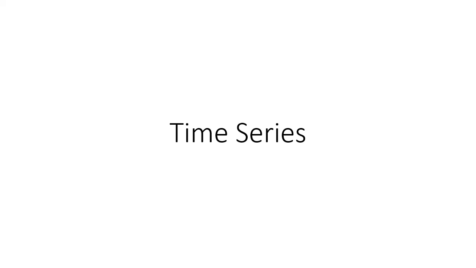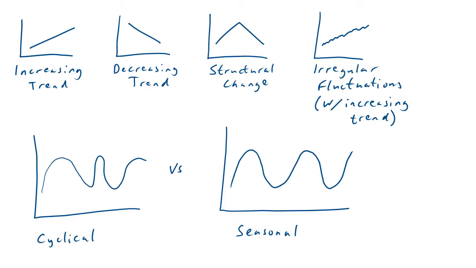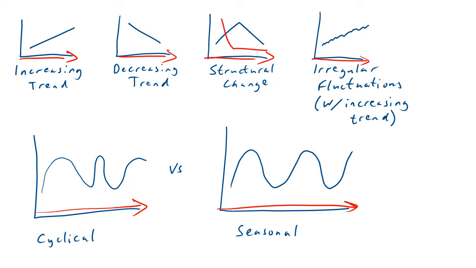Time series. So in time series, the horizontal axis on all of these graphs is just time, going forward relentlessly and unceasingly. You can see you've got things like increasing trend, decreasing trend, structural change. It doesn't have to be an up-down. I mean, that's a structural change, or structural change could be like that. Anything is a structural change as long as you see a change in the trend.